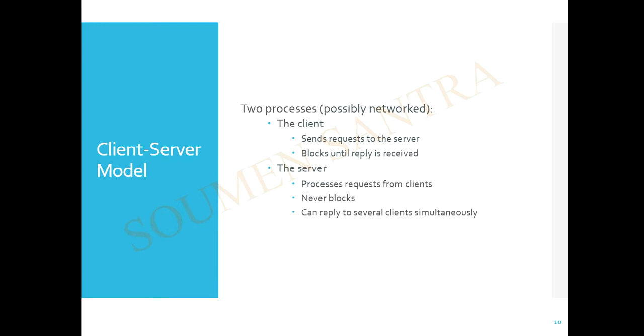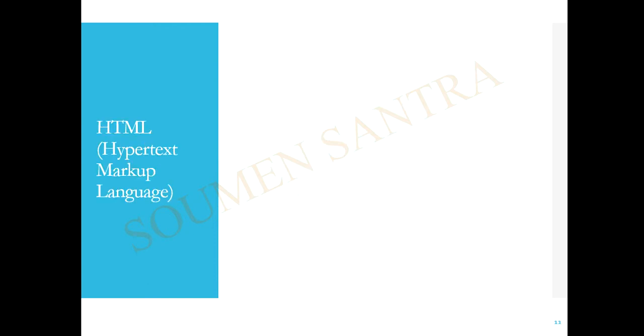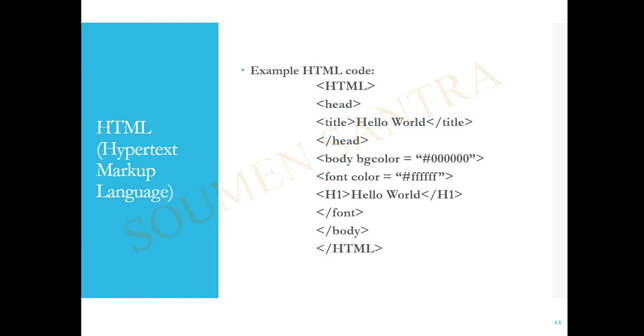What do we mean by the client-server model? As per the explained three-tier architecture, it is one mode of the client-server model, where the client sends a request to the server, and on the basis of the request, the response comes from the server to the user. The server processes requests from clients. It never blocks any client, and it can reply to several clients simultaneously. That means it is totally based upon a distributed operating system or distributed architecture.